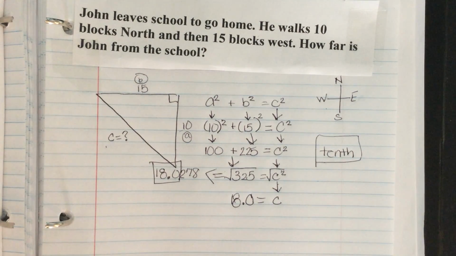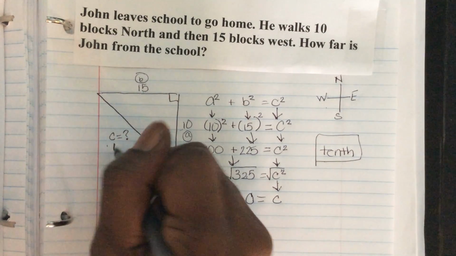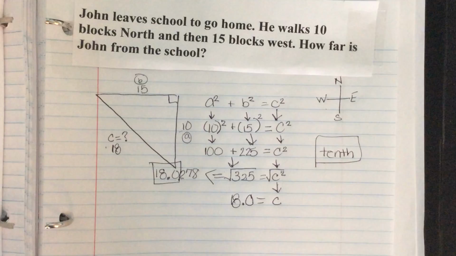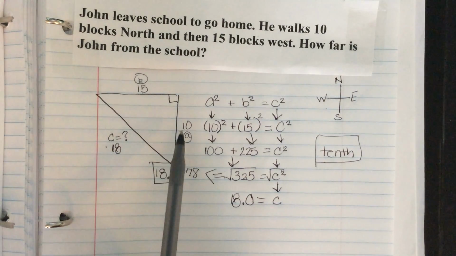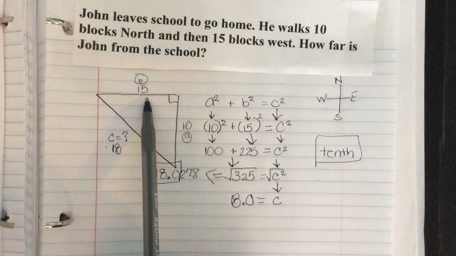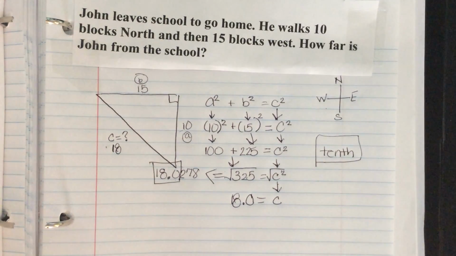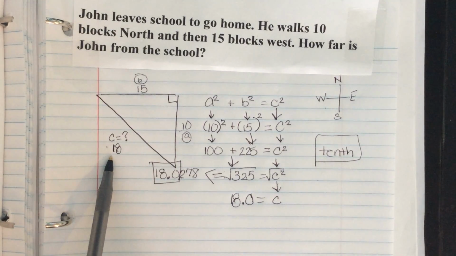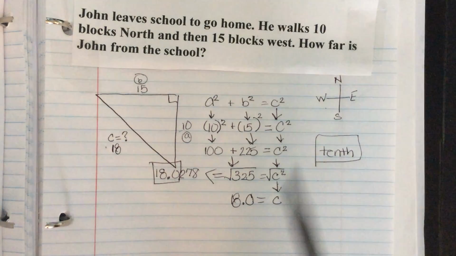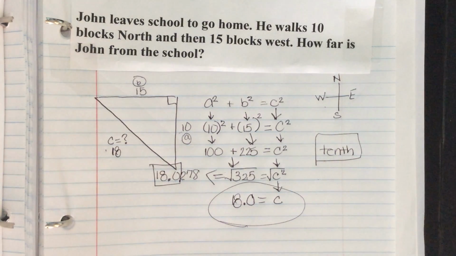So how far is John from the school? That answer would be 18. And is that still the longest side? Well, yes, it is, because leg A is 10, that's the shortest. Leg B is 15, second shortest. And hypotenuse C, the longest side. So this lets me know that my Pythagorean theorem worked, and I know that I did that correctly.